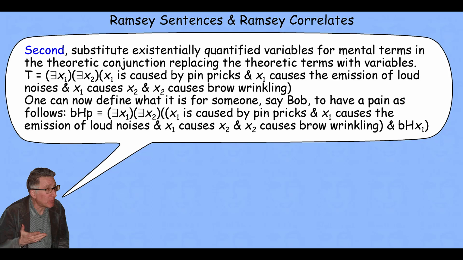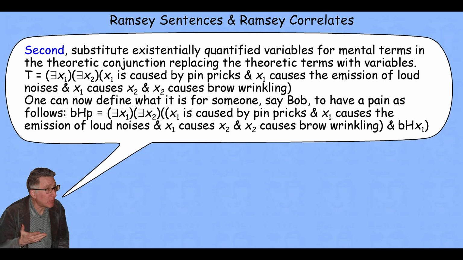Well, that would mean that there's at least one thing, call it x1, and at least one thing, call it x2. And x1 is caused by pinpricks, and it causes the emission of loud noises. And x1 causes x2, and x2 causes brow wrinkling, and Bob has x1. So Bob's got a thing that satisfies all of those relationships between observation terms and between all the other terms.